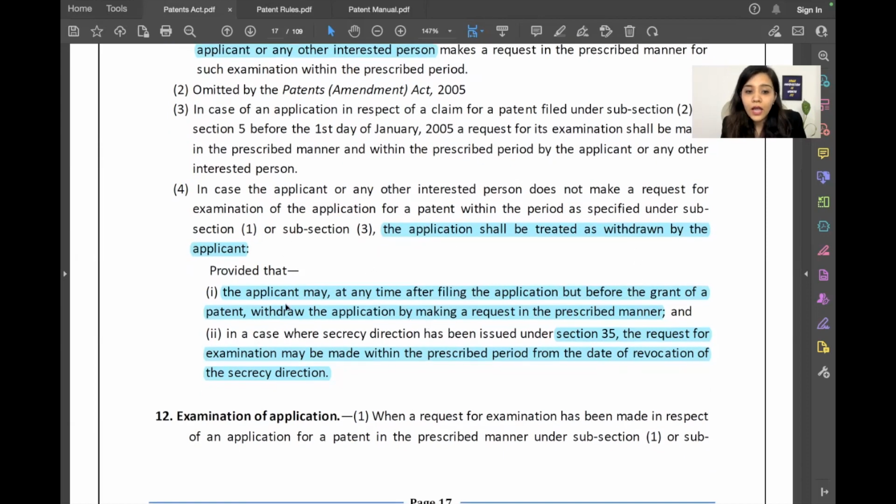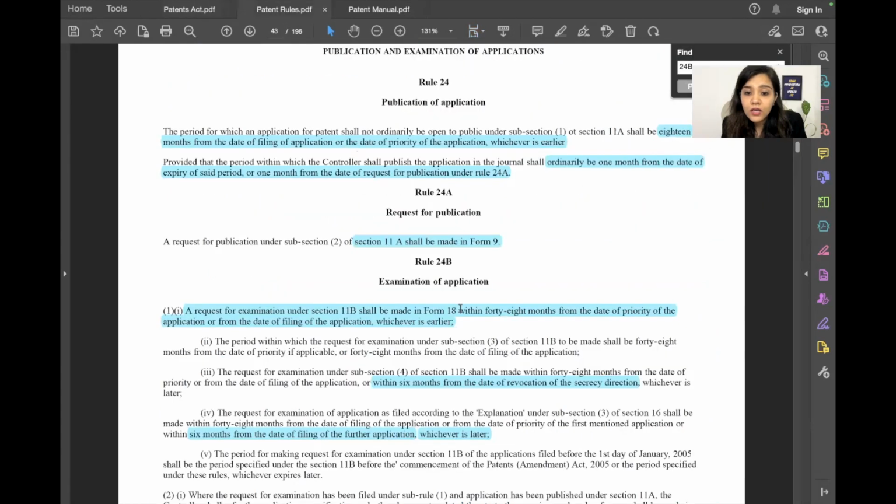Next, the applicant can withdraw the application even after filing request for examination. So this is the provision. And then the next provision says, in case where there is a secrecy direction imposed, if your invention is related to defense purposes, the request for examination may be made within the prescribed period from date of revocation of secrecy provision. And what is this timeline? This timeline is of 6 months.